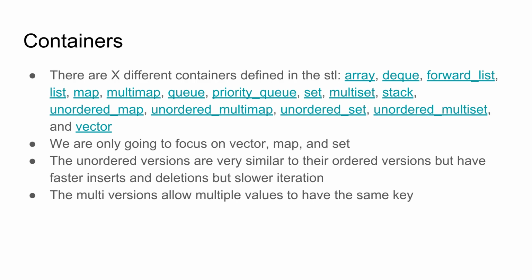The multi versions, for both set and map: all the keys have to be unique in the map and in the set, but in the multimap, the keys don't have to be unique anymore. And so essentially what happens is you could have multiple key value pairs.